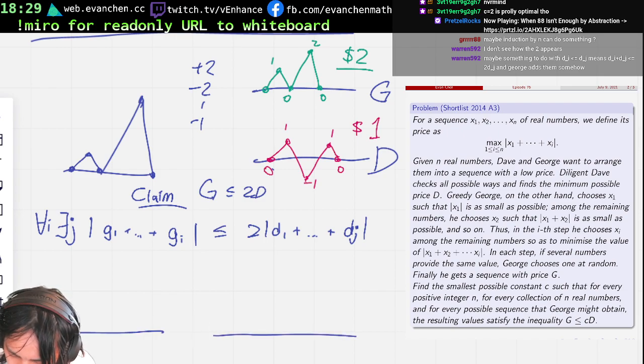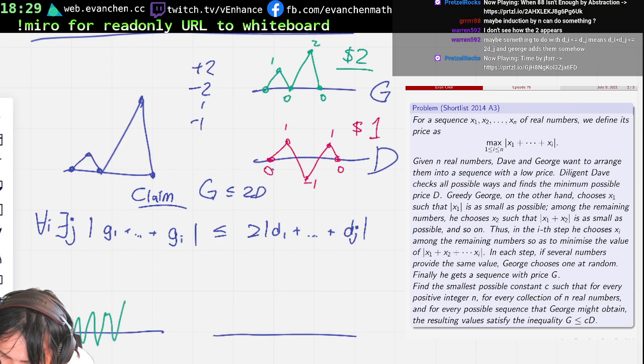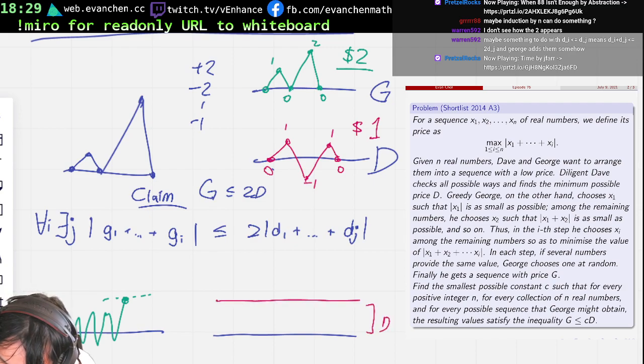So the picture for George is that George is trying to hug this as much as possible and reaches some point. And the picture for Dave is that Dave has these 2 crowbars lengthy apart, and these same lengths reach this at somewhere.